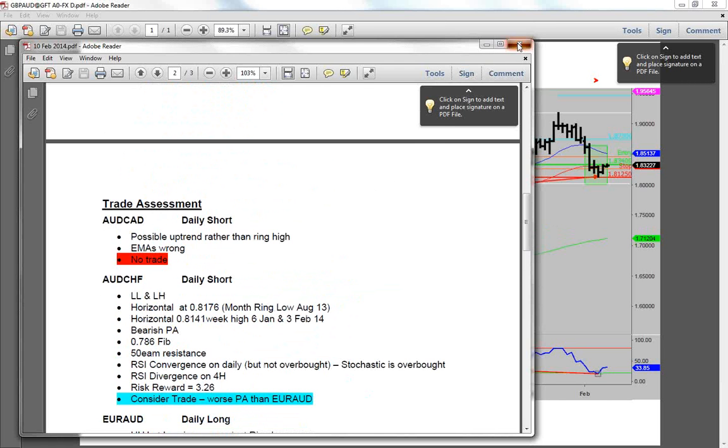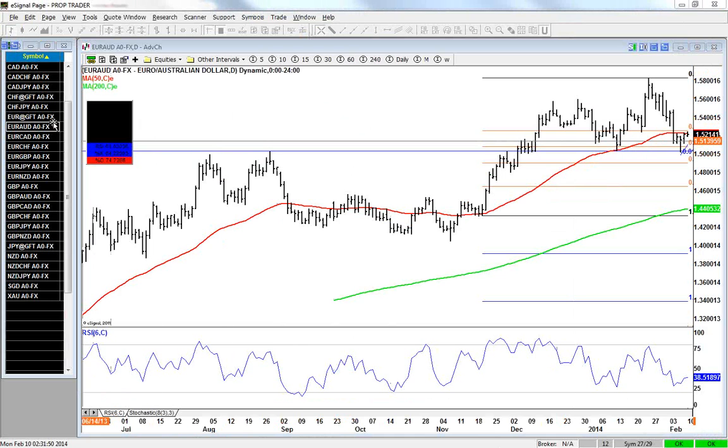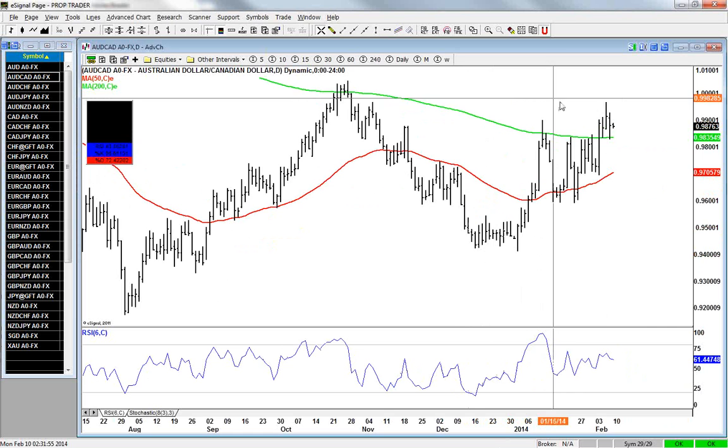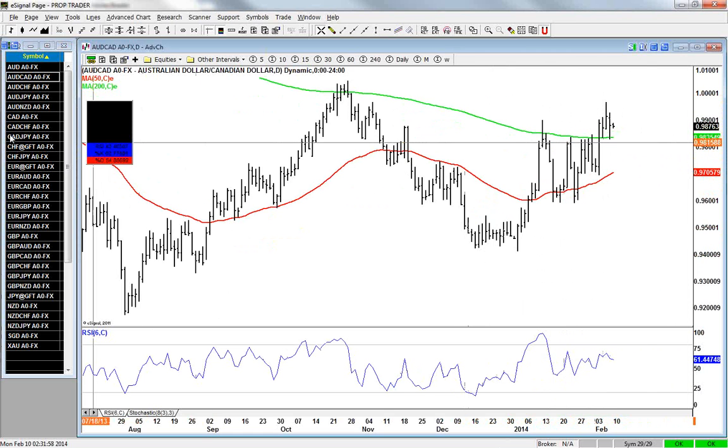And Aussie CAD, I haven't looked at that for a while. Let's have a look at it. Yeah, good idea to leave that alone. Awesome. Right out. And I think this is the last one.